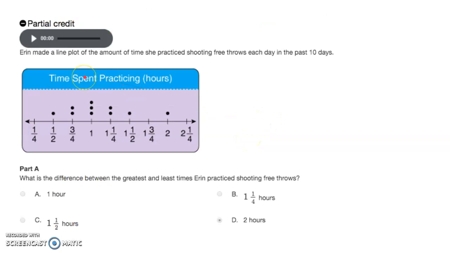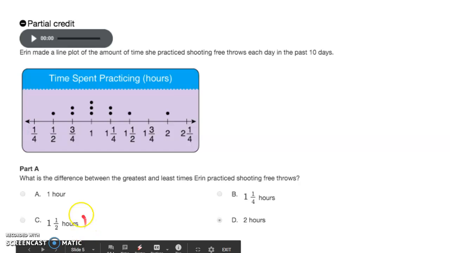This one, it said Erin made a line plot of the amount of time she practiced shooting free throws each day in the past 10 days. What's the difference between the greatest and the least times? So the greatest time, not the greatest number, but the greatest time that she played practicing free throws was 2. And the least time she played was half. So what you had to do was do 2 minus 1/2, and your answer was 1.5 hours for that one.